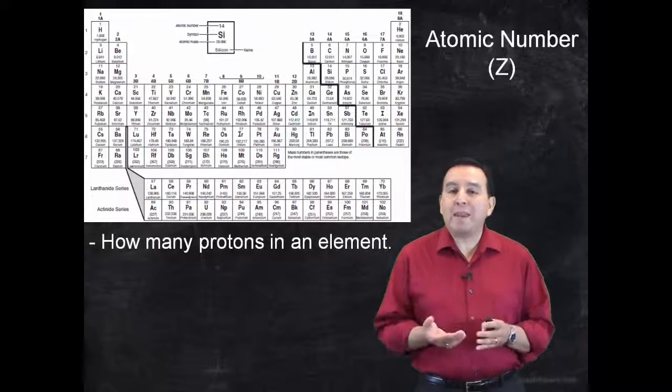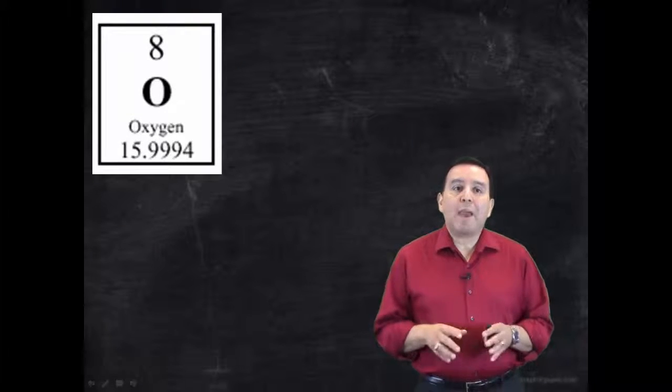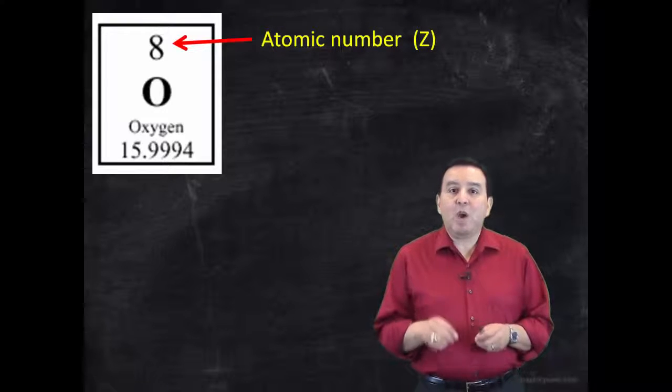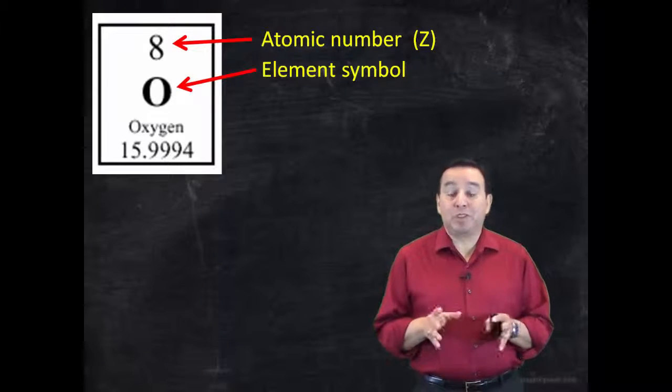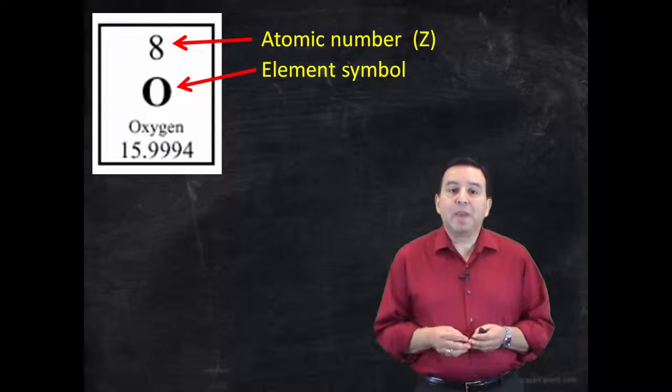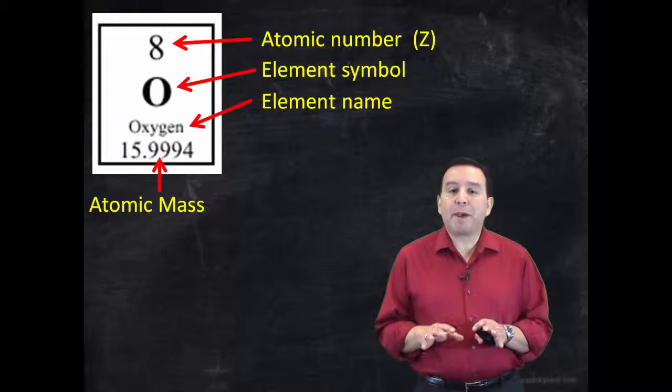So let's go ahead and label everything in this element block here. We have the atomic number, Z, which tells you the number of protons, the element symbol, which you should already know, the element name, and the atomic mass, which we will talk about in a bit.